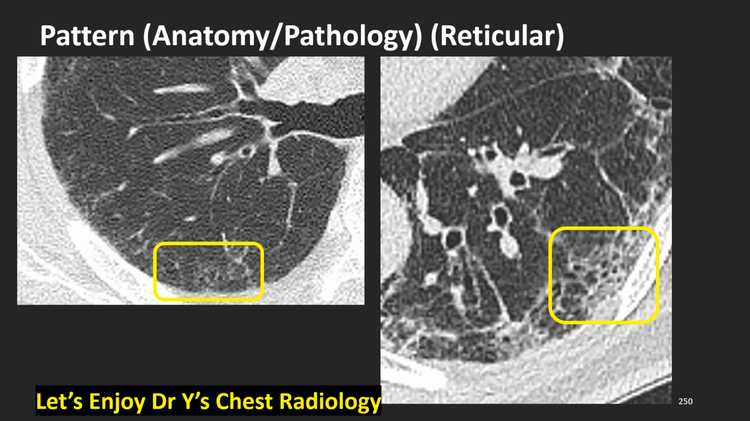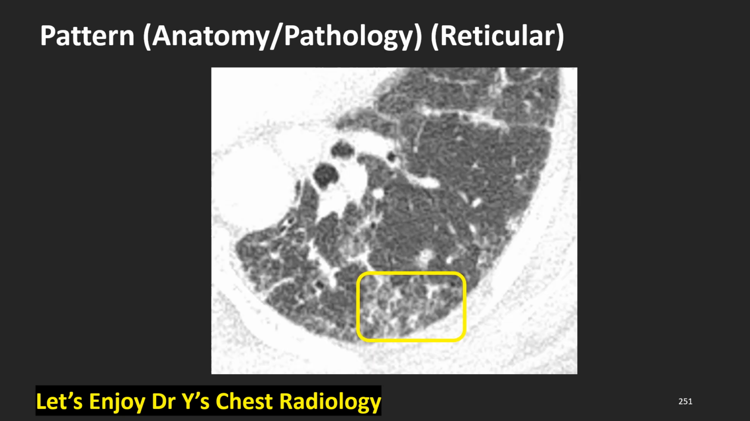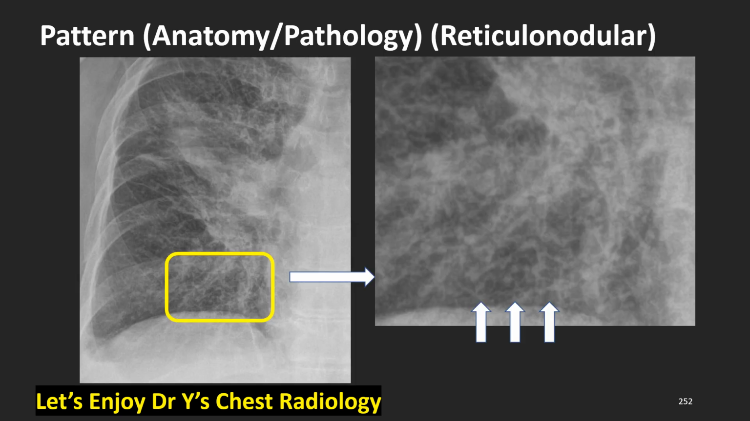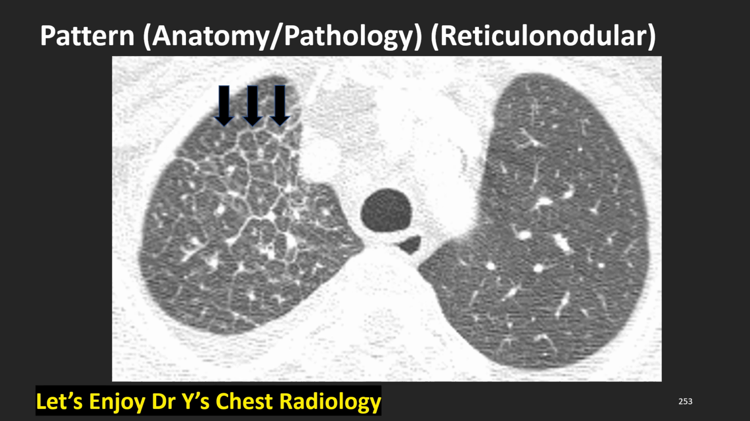Pattern, anatomy, pathology: reticular. Yellow squares show the reticular pattern. Pattern, anatomy, pathology: reticular. Yellow square shows the reticular pattern. Pattern, anatomy, pathology: reticulonodular. Yellow square and arrows in the magnified image show the reticulonodular pattern. Arrows show the reticulonodular pattern in a lymphatic carcinomatosis patient.